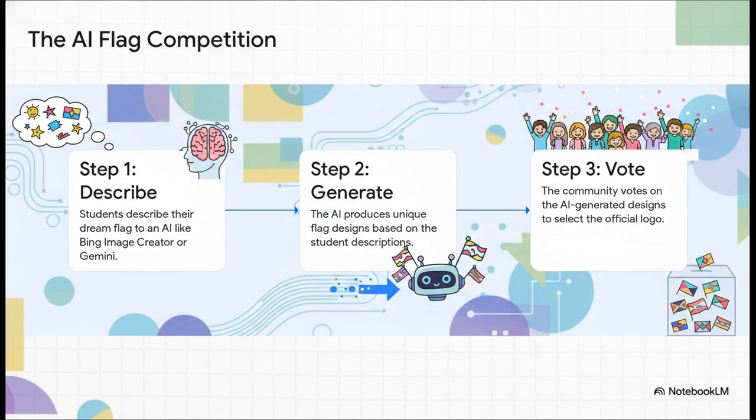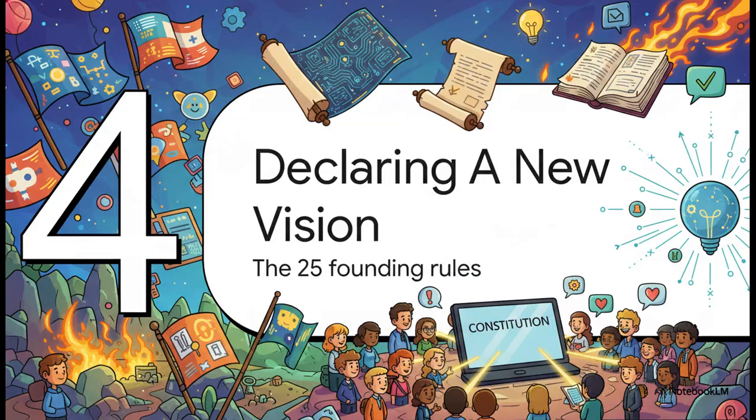They did this in such a cool, forward-thinking way. They created a partnership between human imagination and artificial intelligence. Students just described their dream flag to an AI image creator, and the AI would then generate all these incredible, unique designs. After that, it was back to the people. The community voted for their favorite one. All right, they've got a name and a flag. Their identity is taking shape.